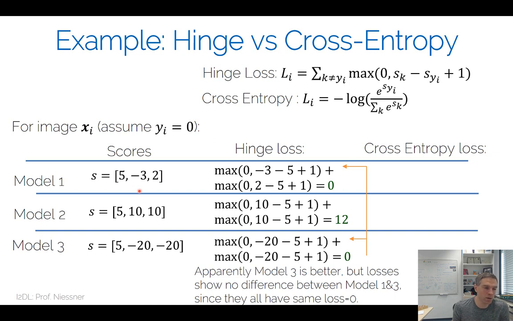So when a Hinge loss reaches a model that makes these kinds of predictions, it would not try to improve it anymore. It would not give you a gradient to go here. It would just get stuck here, which could be okay, but it doesn't change it.